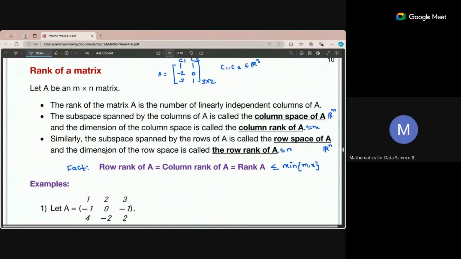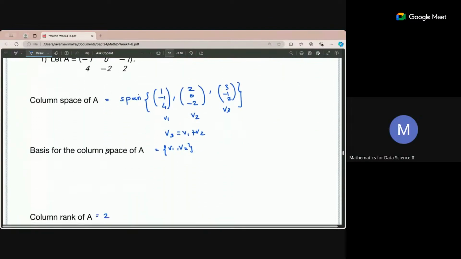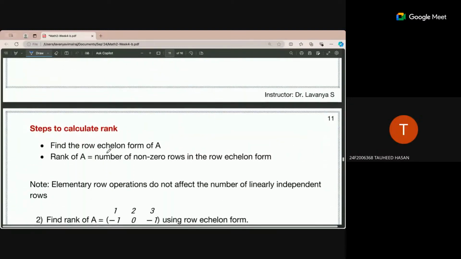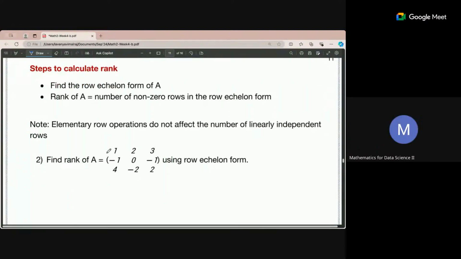So finding column rank and row rank, column space and row space, clear, right? So in general, how do you calculate the rank? These are the steps to calculate rank. You find the row echelon form. The rank of A is the number of non-zero rows in the row echelon form. Elementary row operations do not affect the number of linearly independent rows. This is what you should always remember.